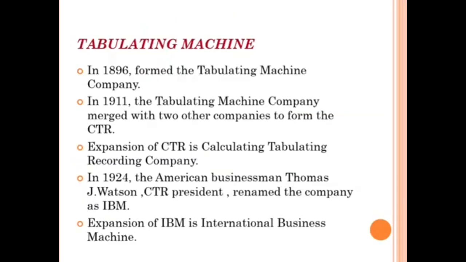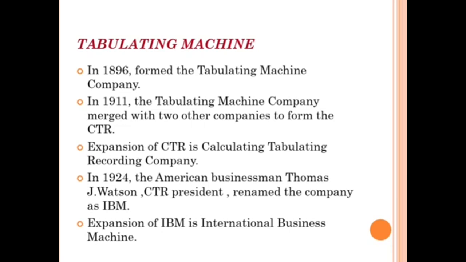Some other important points: in 1896 they formed a company. That company's name is Tabulating Machine Company. Then in 1911 this Tabulating Machine Company merged with 2 other companies. Merged means joined. They joined 2 more companies and formed a new company, that is CTR. So first they named it Tabulating Machine Company. Then in 1911 they combined with 2 other companies and renamed it CTR. The expansion of CTR is Calculating, Tabulating, Recording company: C for calculating, T for tabulating, R for recording.